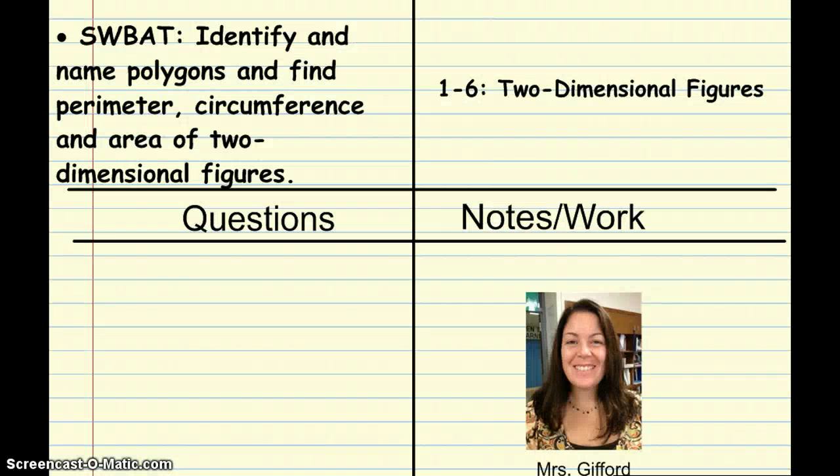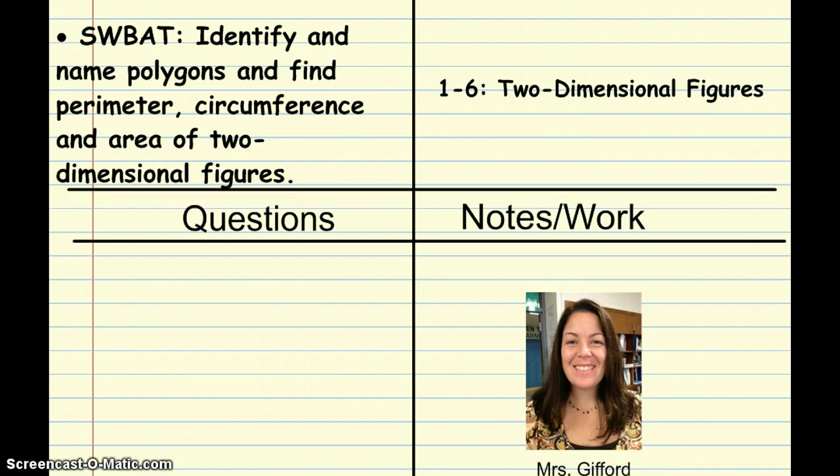Today we are going to talk about two-dimensional figures for section 1-6. And after this lesson, there's kind of two things you'll be able to do. First of all, you're going to identify and name polygons. And then secondly, you're going to find perimeter, circumference, and area of two-dimensional figures.